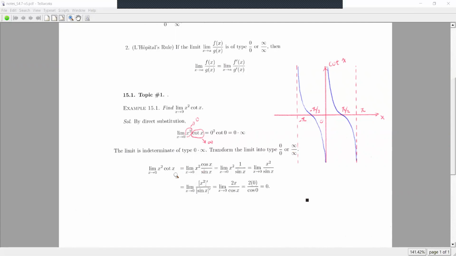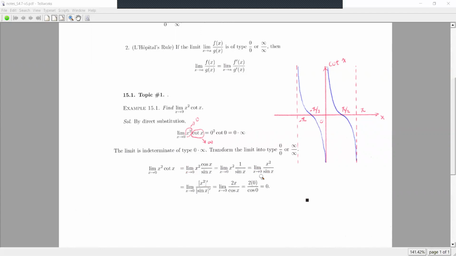Recall that cotangent is cosine over sine. So I can write this function as this function. When X approaches 0, cosine of X approaches cosine of 0. Cosine of 0 is 1. So I can simplify this limit by replacing cosine of X by 1. So this limit is equal to this limit and this limit.